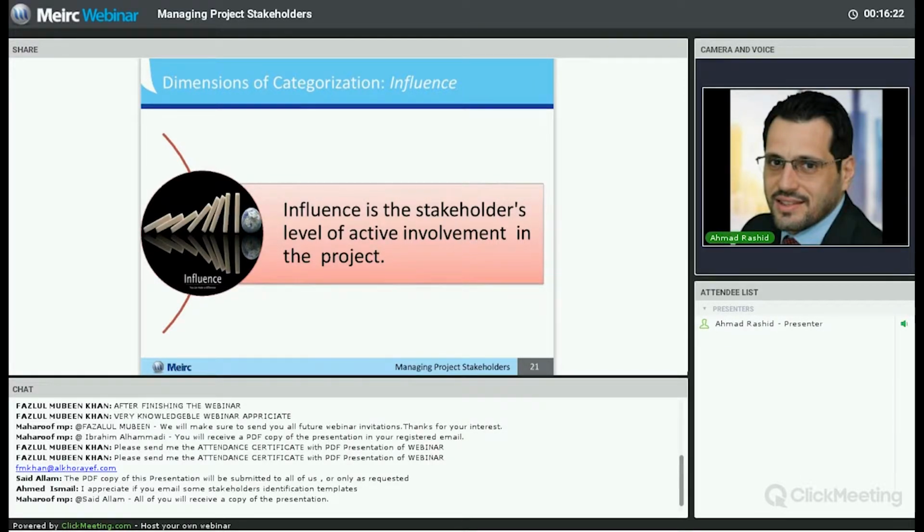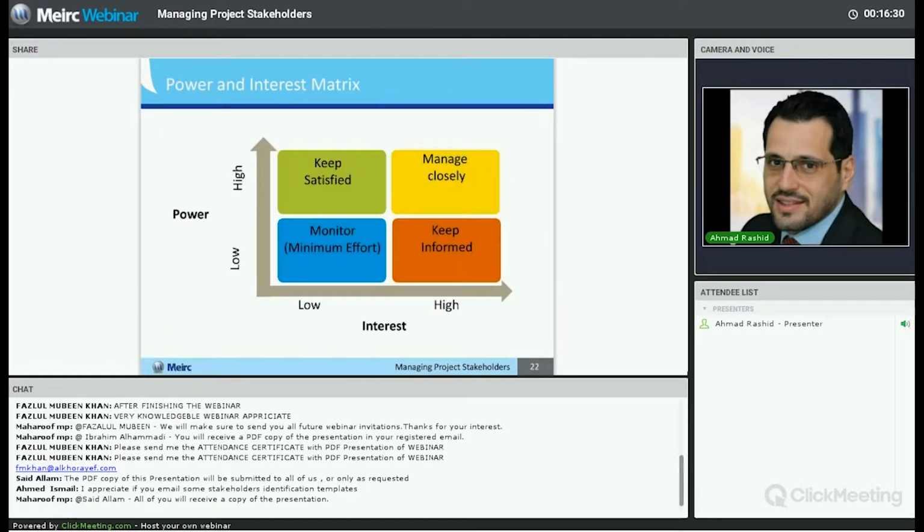If you combine all these dimensions together, the four of them, you will come up with different matrices. And the most famous one is the power and interest matrix. On the screen, you can see that stakeholders can be mapped against their power and interest levels. So they might have low or high power, this is the vertical axis, and they might have low or high interest, which is the horizontal dimension.